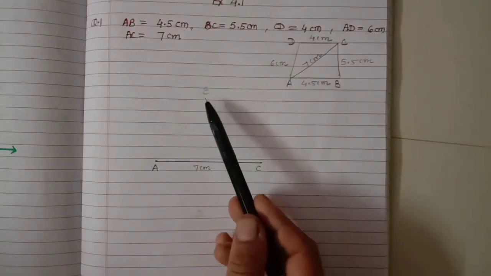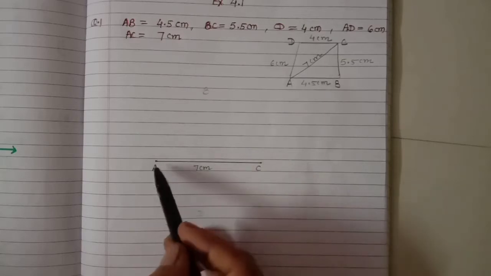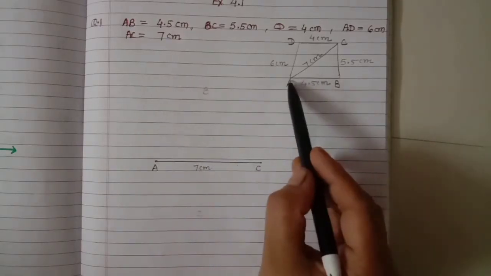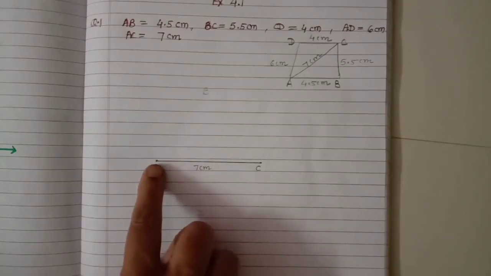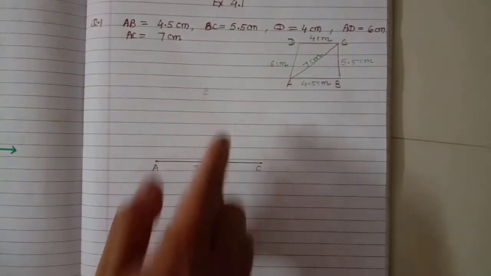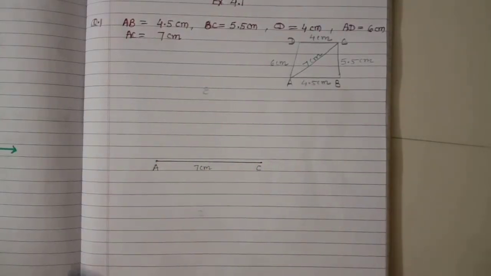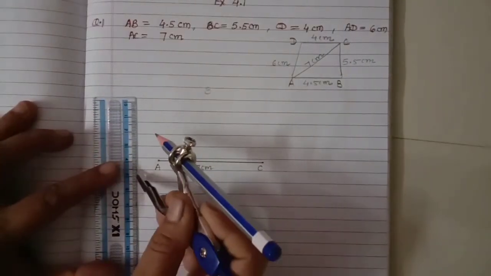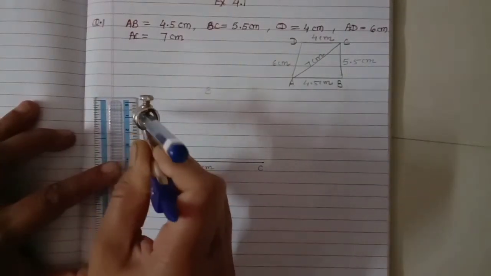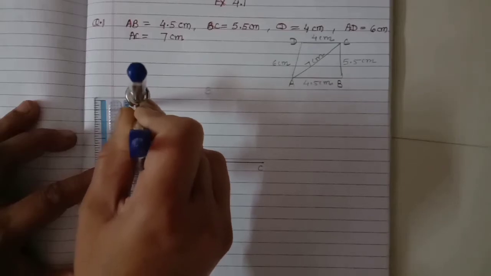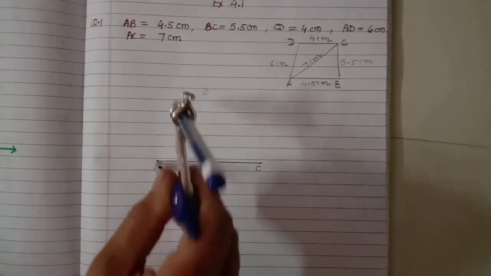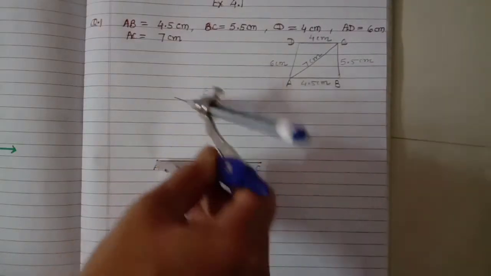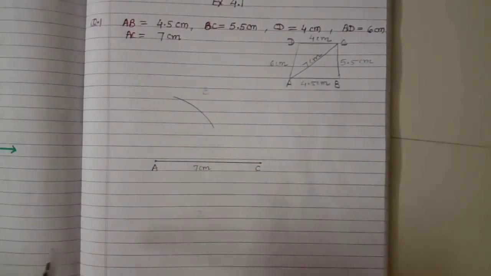Now we will find this point B. A to B, the length of AB is given here as 4.5 centimeter. So now with center A we will make an arc of 4.5 centimeter. Let's measure 4.5 centimeter with the help of the scale. Okay, so with center A we will make an arc of 4.5 centimeter.